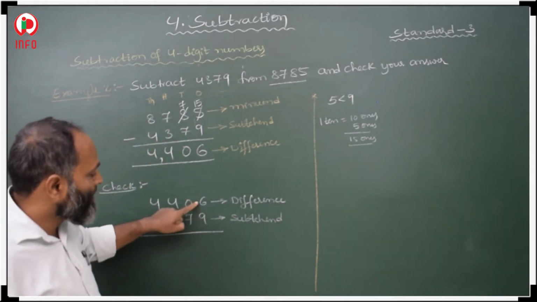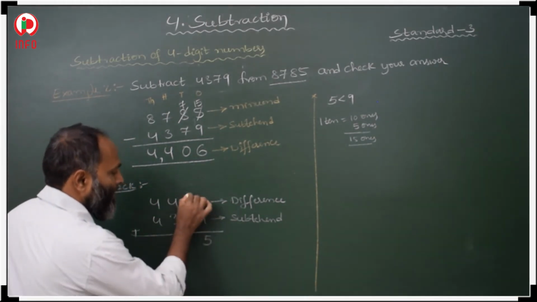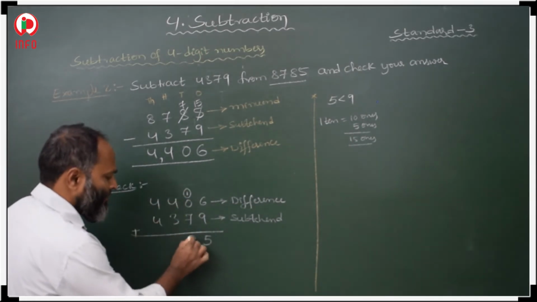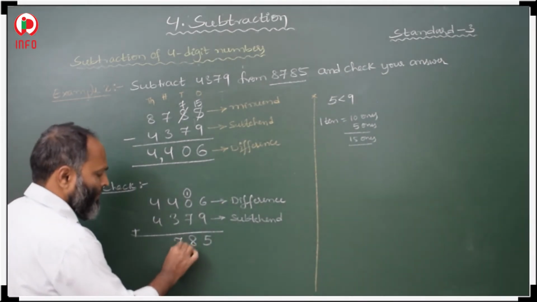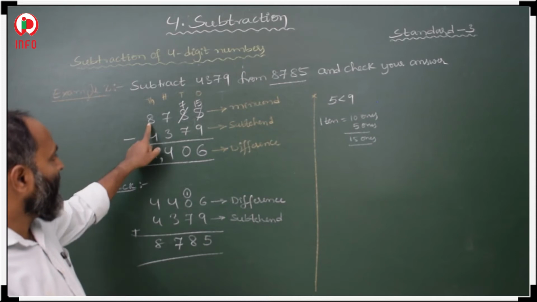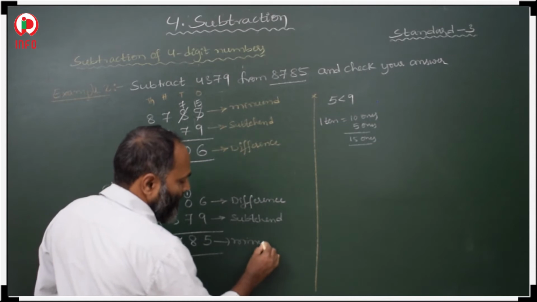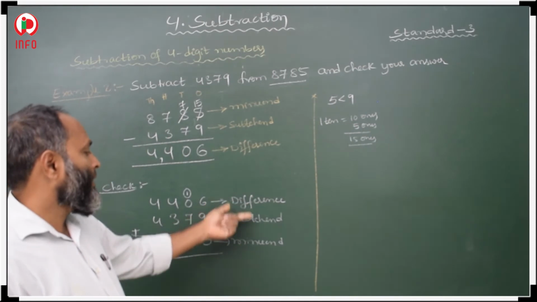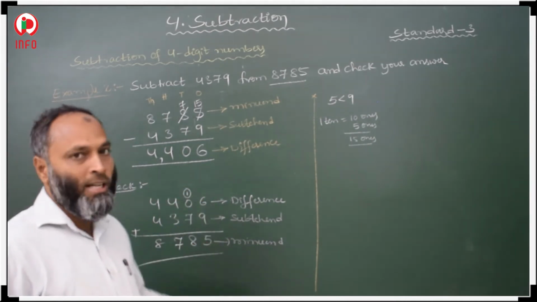Then 9 plus 6 is 15. Then how to take 15? 5 ones and 1 tens. 7 plus 1 is 8. 4 plus 3, 4, 5, 6, 7. 4 plus 4, 8. 8,785. Then we will get minuend. So this is the method to check. We have to add difference and subtrahend. So we should get minuend. If you get minuend, then your answer is correct. Okay.